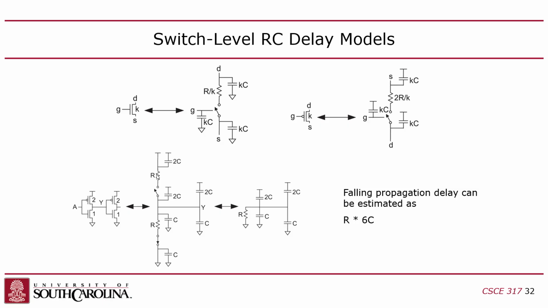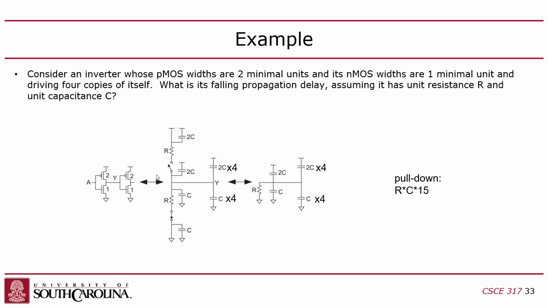But that's the propagation delay, but for pulling down. That's the falling propagation delay. Remember, we didn't differentiate falling and rising before. Now we have to differentiate them. This is falling propagation delay. Of course, you'd have to do the same thing on the high side to get the rising propagation delay.